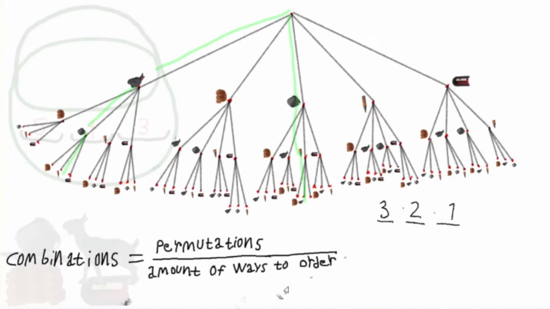So calculating this in the first example that we started with, we have on the top the amount of permutations, which is just going to be 5 times 4 times 3, divided by the amount of ways you can order, 3 times 2 times 1. This cancels out and we get 10.